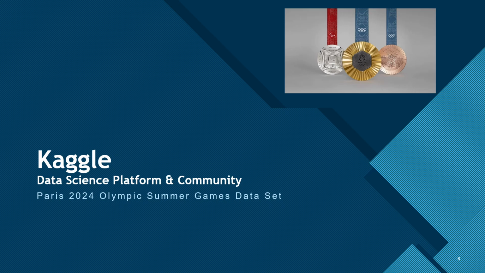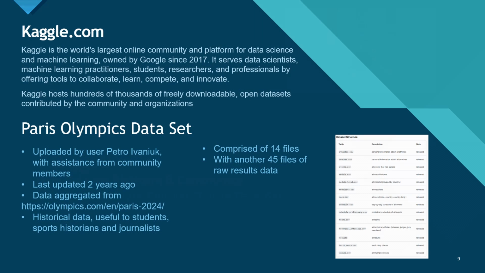Next, we will have a look at Kaggle and one of the sample sets found on the site. This set is for the Paris 2024 Olympic Summer Games. Kaggle.com is the world's largest online community and platform for data science and machine learning. It serves data scientists, machine learning practitioners, students, researchers, and professionals by offering tools to collaborate, learn, compete, and innovate. Kaggle hosts hundreds of thousands of freely downloadable open datasets contributed by the community and organizations.